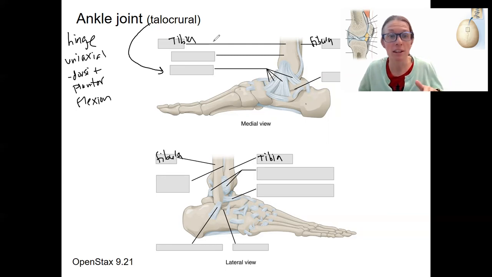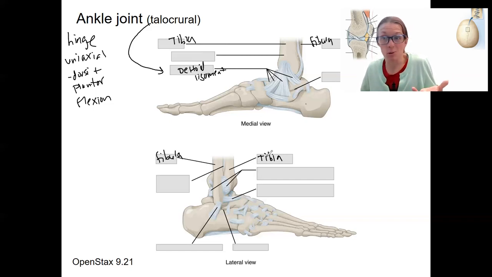So for the talocrural joint itself, this here is the deltoid ligament on the medial side. There's usually ligaments on both sides of joints to support both sides. On this lateral side, there's posterior, anterior, and inferior.